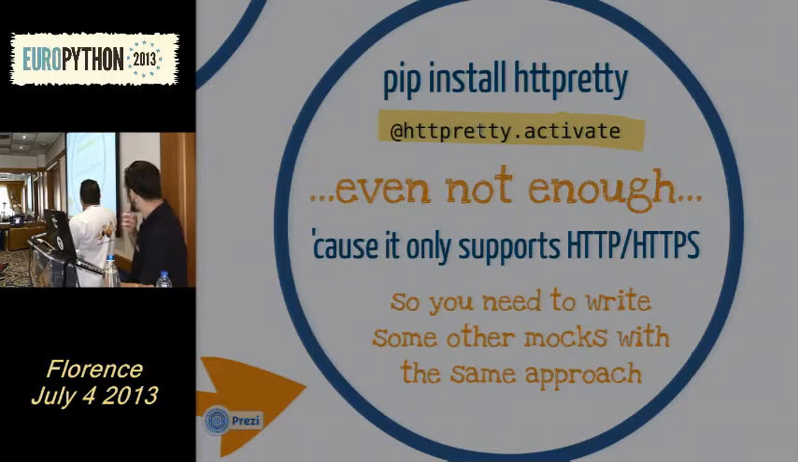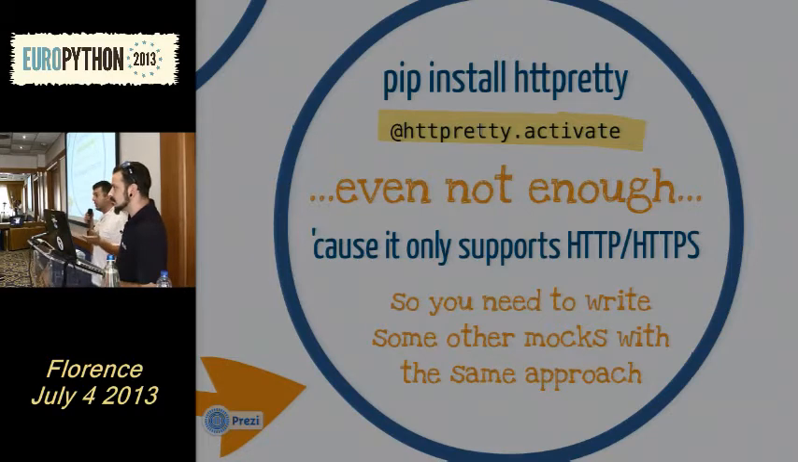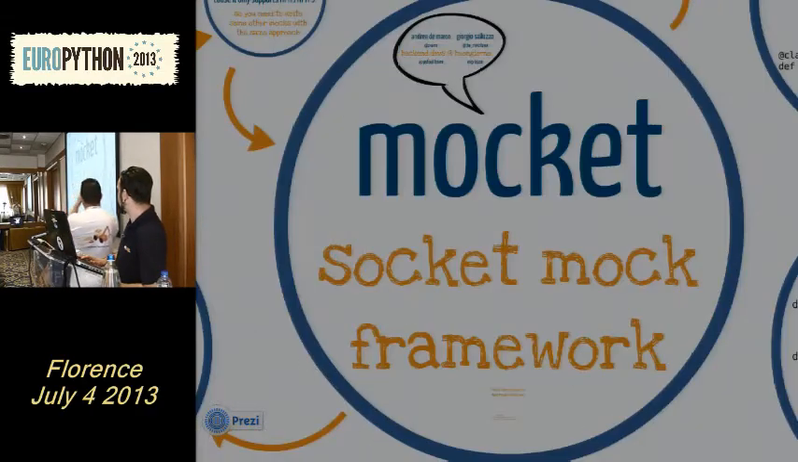The main problem is that it's only for HTTP and HTTPS. So if you want, let's say, a Redis mock, you need to implement it with the same approach. You need to mock the socket, and again, if you need some other mocks that use the socket. So what we realized, again, was that we were not looking for mocks, but we were looking for a socket mock framework, and we developed it, and that's it.